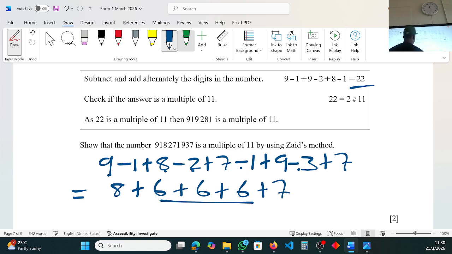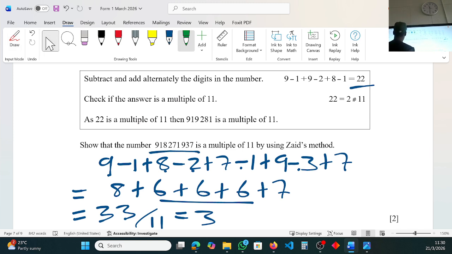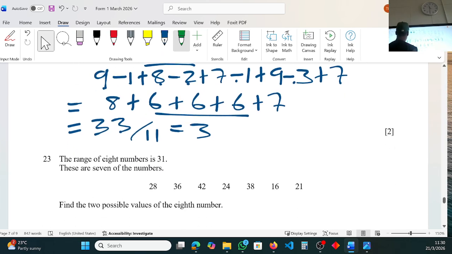So I've got 3 6s, it gives me 18. 18 plus 8, that's 26. 26 plus 7, that's 33. So my result is 33. And 33 is divisible by 11 3 times. Therefore, this method works, so we have confirmed that actually this number is a multiple of 11 using the method that we're given by Z.